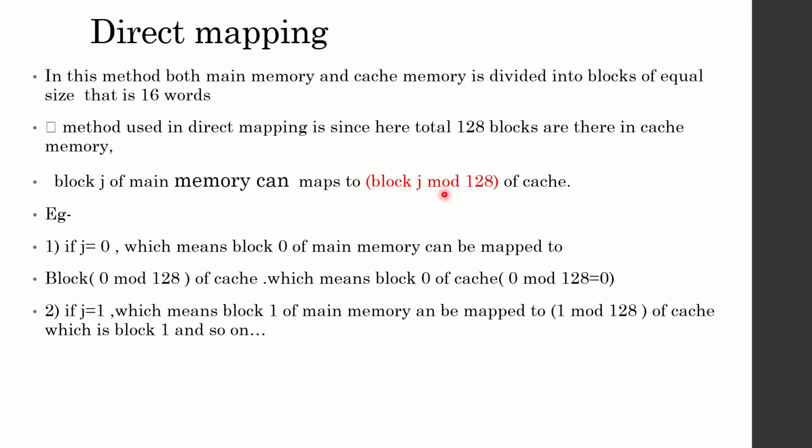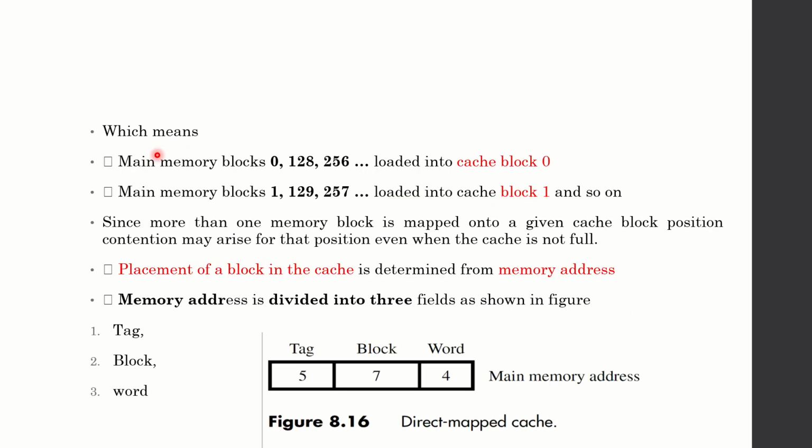So this is the basic idea of direct mapping. Block J of main memory can be mapped to block J modulo 128. This is not the common case. Based on the example, I am explaining the direct mapping. So in that case, all these 32 different main memory blocks can be mapped to block 0. All these 32 main memory blocks can be mapped to block 1. So like that.